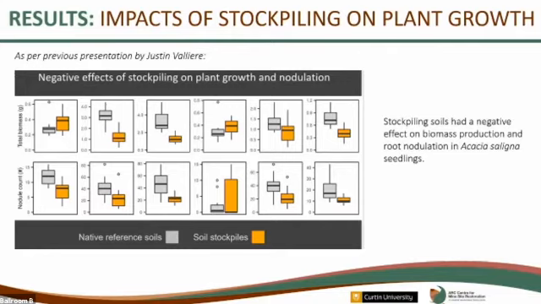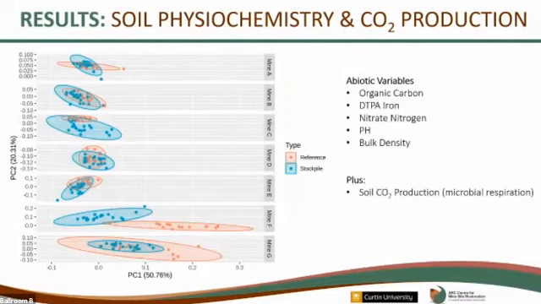However, we were hoping to be able to find some soil characteristics to measure in place of performing a time-consuming bioassay. This brings me to our chemical, physical, and microbial measurements. There was a clear separation between reference and stockpiled soils for mines F and G. However, as presented in this PCA, for most sites, the abiotic properties and carbon dioxide production show no clear differences between reference soils and stockpiled soils. So abiotic properties alone did not give a good indication of how seedlings would fare in a plant bioassay.